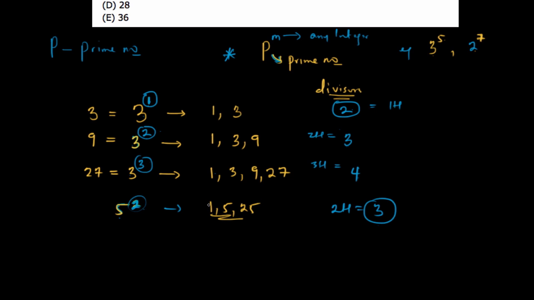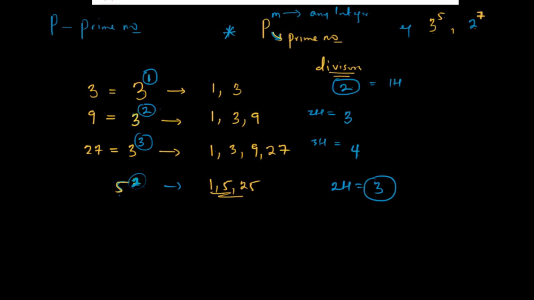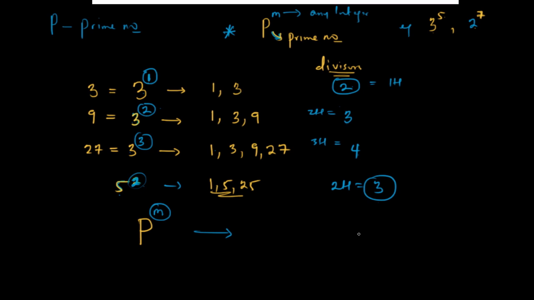So that tells you now that anytime you have a prime number, say p, a prime number p, and maybe it has a power m, and you're told to find the number of divisors of p to the power m, since p is a prime number, the number of divisors is just going to be m plus 1.